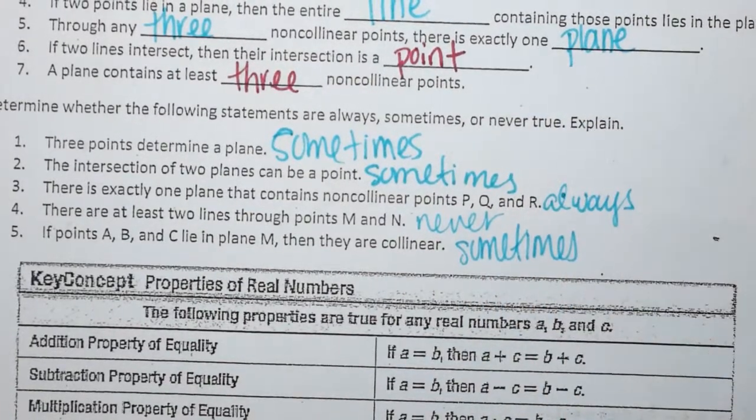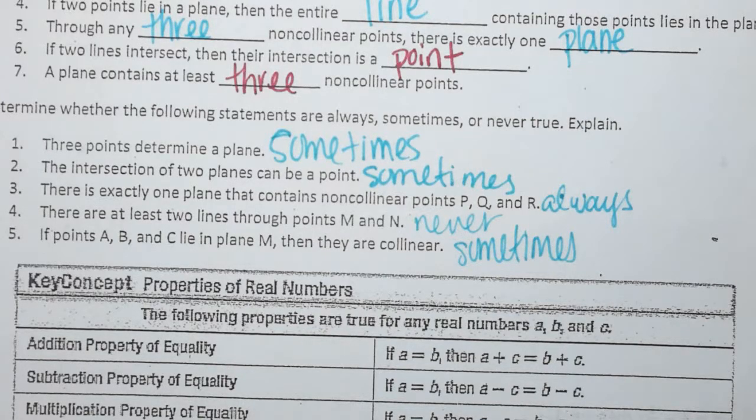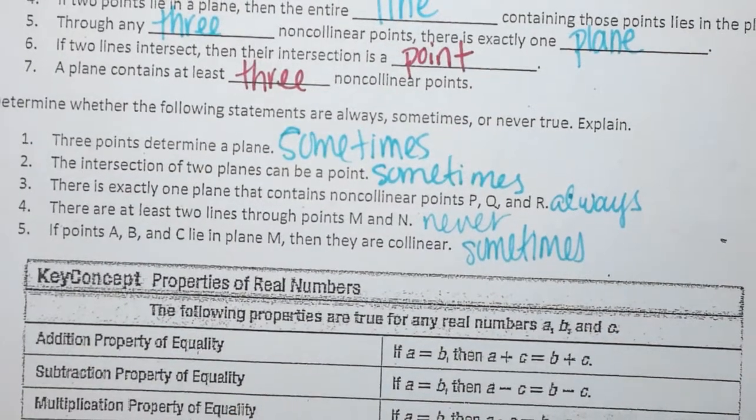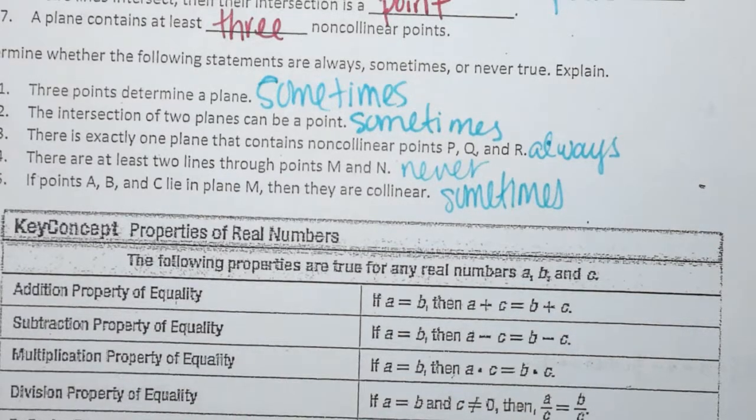Now, what we're doing today is algebraic proofs, which means we're going to be using the algebra that we learned last year. Crazy. So, the addition property of equality just means that if A equals B, then A plus C equals B plus C. Yep.